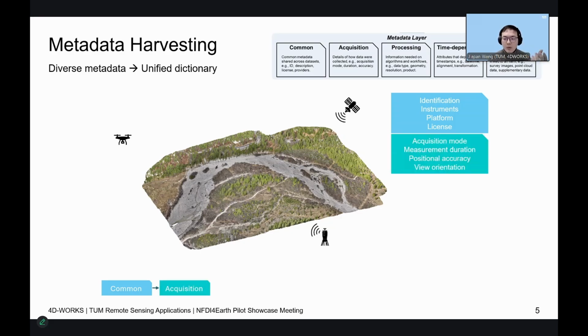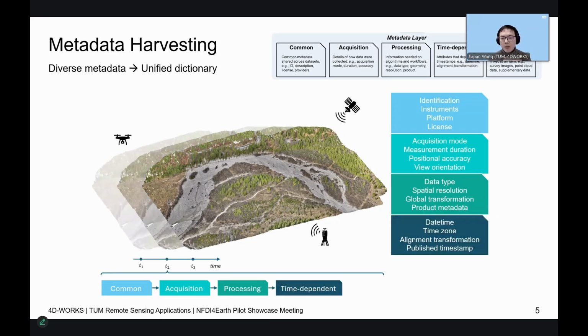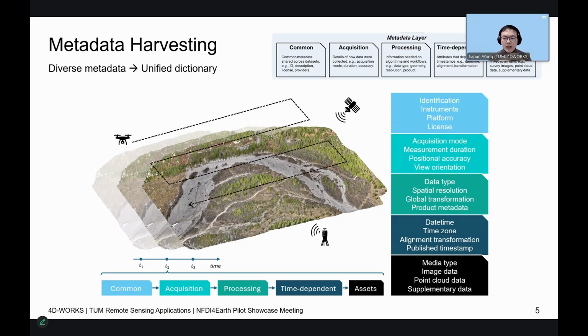specific acquisition. Then we have some acquisition related data, mainly related to the sensors we used, how we acquire the data, how we measure the data, and what the accuracy of this one timestamp is. Then we have some processing related data, like how we process the data, what the data quality is, and what the data products are. Very importantly, when we acquire the data, from time to time we have the alignment over time, also transformation and reference epochs, those time-dependent metadata. And last are the data links and also the links to the additional supplementary data. Those are the asset metadata we want to include.